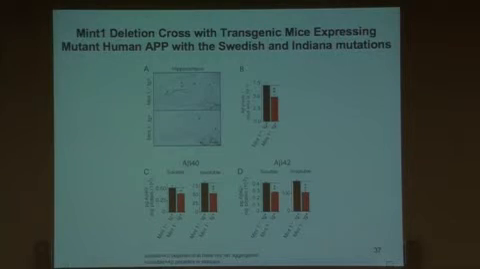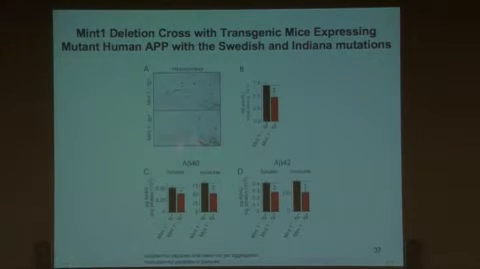So first we looked at the MINT1, and the MINT1 knockouts were crossed to transgenic mice that express the Swedish and Indiana mutations. And what we see is that here we have the MINT1 wild type carrying the transgene, so you see A-beta immunostaining in the hippocampus, and then this is the MINT1 knockout carrying the transgene, and when we quantitate the A-beta pixels in the hippocampal area, we get a significant decrease in A-beta deposition.